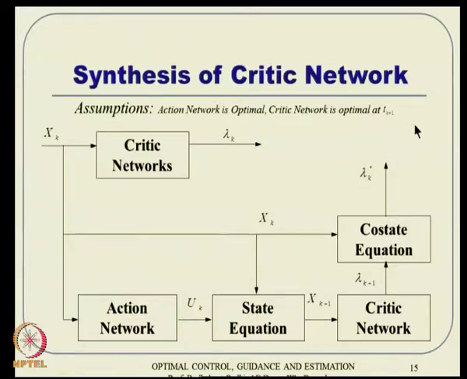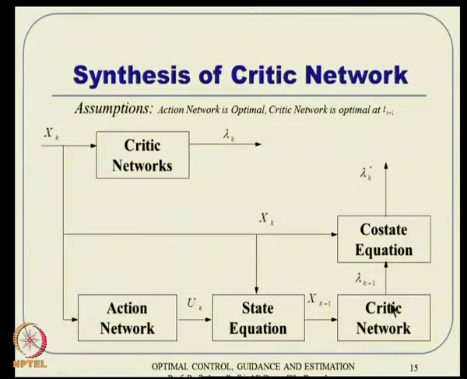The reason being, finally, my boundary condition is known: lambda n is actually a function of xn. Okay. So, that means I know a final condition actually from the boundary condition sense. So, I can assume that at the future time my critic network is already optimal actually, and in fact, that entire observation gives us some sort of a training approach for the critic network actually.